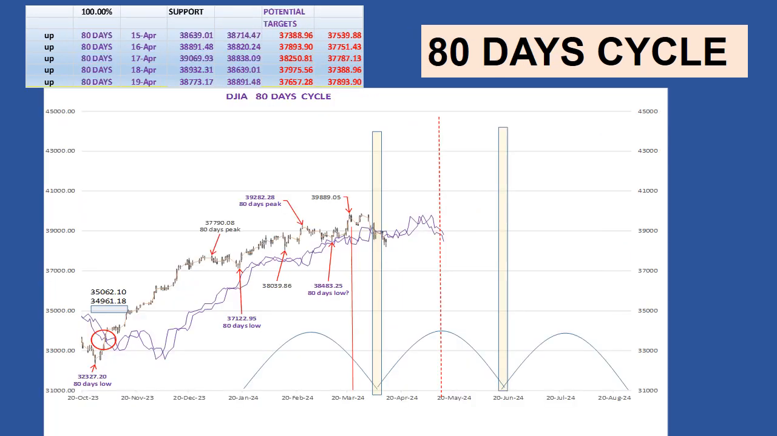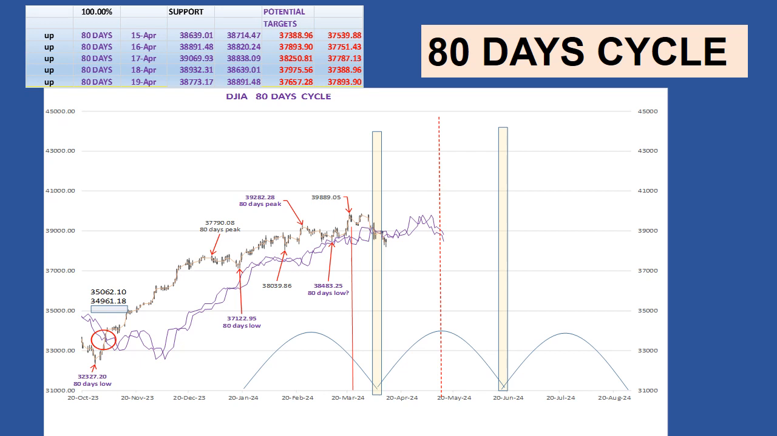Let's go to the 80-day cycle. The last 80-day cycle lasted 83 days, 15 days longer than the 68-day average length for the 80-day cycle. If the second 80-day cycle is about the same length, this will give April 10th as the date for the possible next 80-day cycle low.